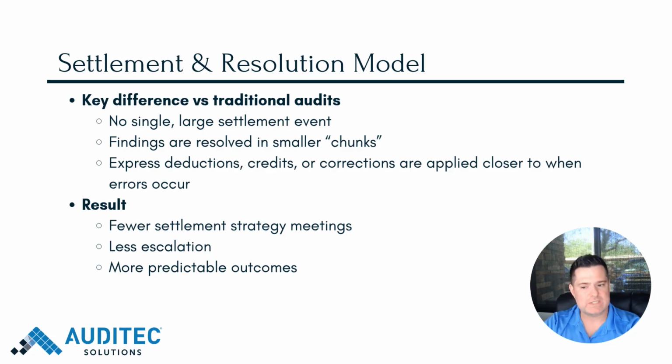The result is we have fewer settlement strategy meetings, as I mentioned before. And when I say fewer, I mean infinitely fewer meetings, which can be a huge time saver over a traditional contract compliance audit program. We have less escalation, so less friction, less emotional energy going up to different levels within your organization, and more predictable outcomes. We can see a higher realization on the dollars we identify coming in as dollars that are recovered, whether deducted or received via check, because we're dealing with these issues when they're stemming up and not having them accumulate over a 3-year period.